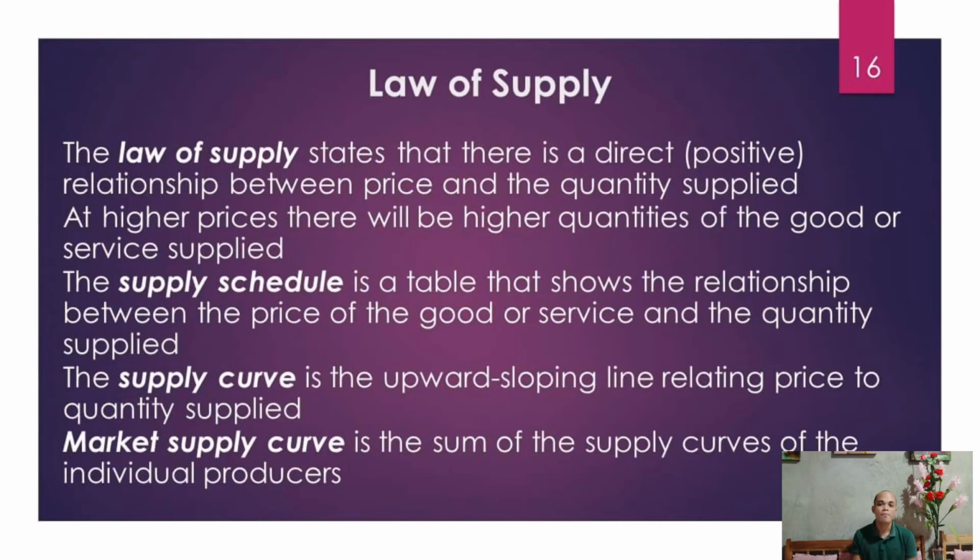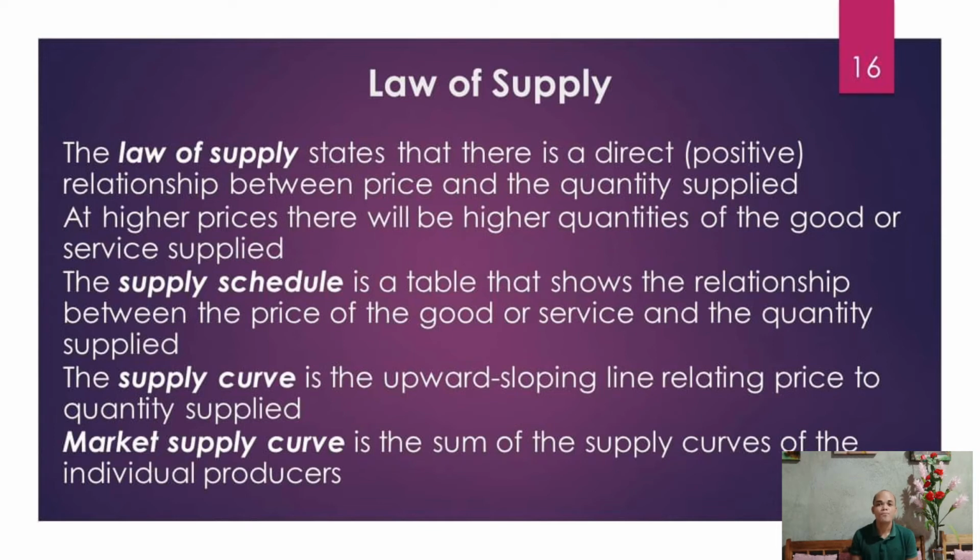So what is the law of supply? It states that there is a direct or positive relationship between price and the quantity supplied. At higher prices there will be a higher quantity of the good or service supplied. The supply schedule refers to the table that shows the relationship between the price of the good and the quantity supplied. And the supply curve refers to the upward sloping line relating price to the quantity supplied.